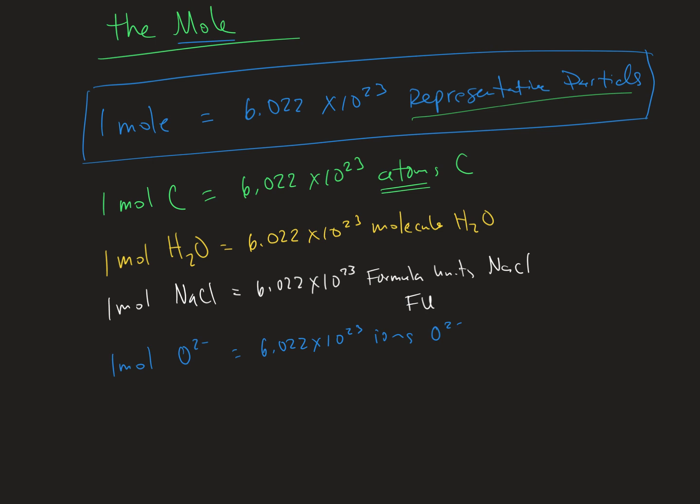Okay, we good with that? So the representative particles here are atoms, molecules, formula units, and ions. Questions so far? And we just use this as a conversion factor. Because how many times do you want to know how many atoms are in your penny? Anybody just want to know that?